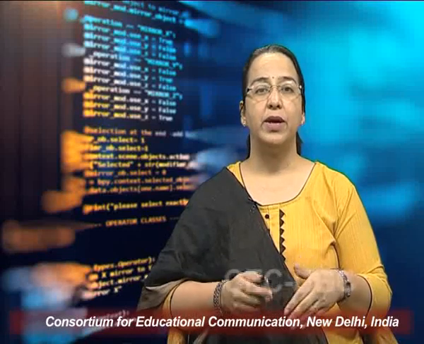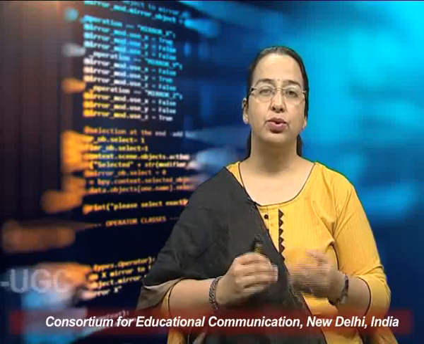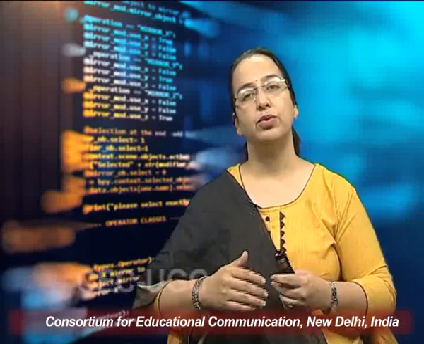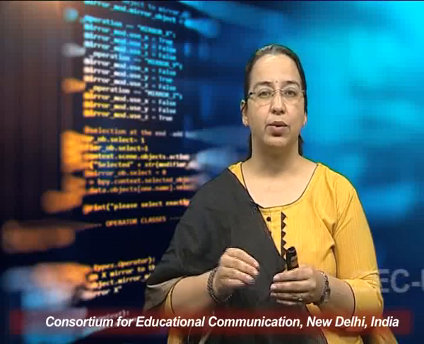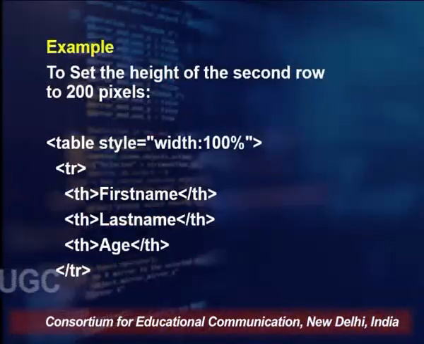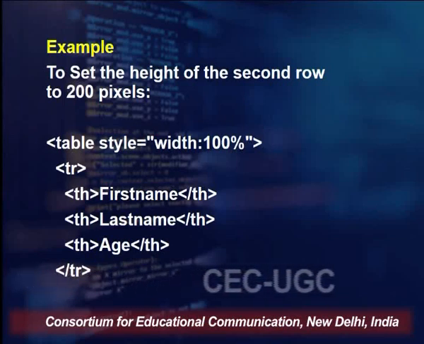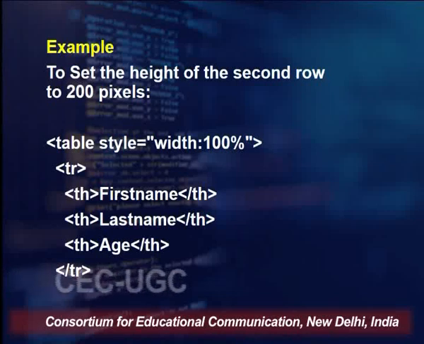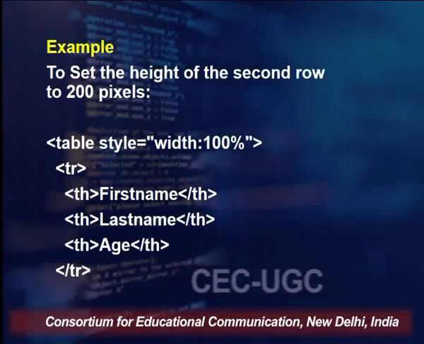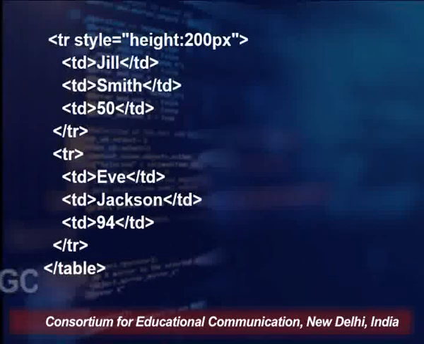So how are we going to do that? Let's see a complete code. What I want to do in this program is to set the height of the second row to 200 pixels. So table style width is equal to 100%, then we have our normal conventional first row with all the th in it. And the agenda I was talking about is to set the height of the second row to 200 pixels. So let's now move on to the second row.